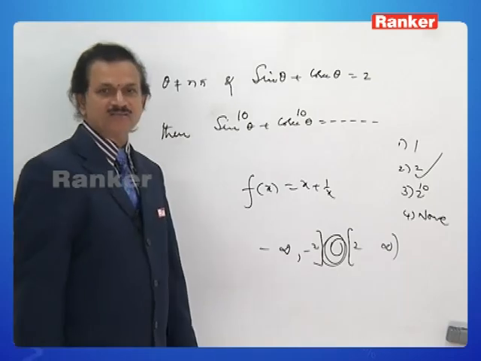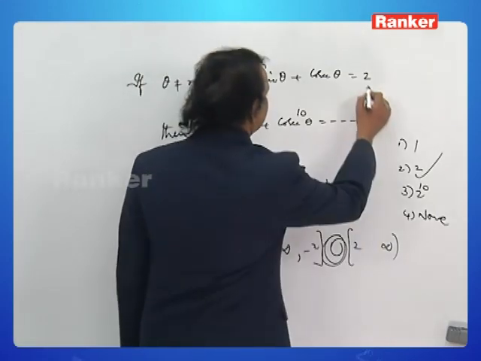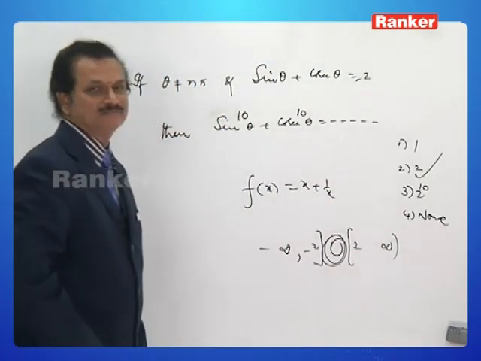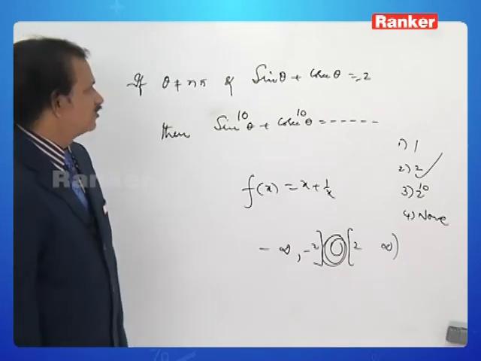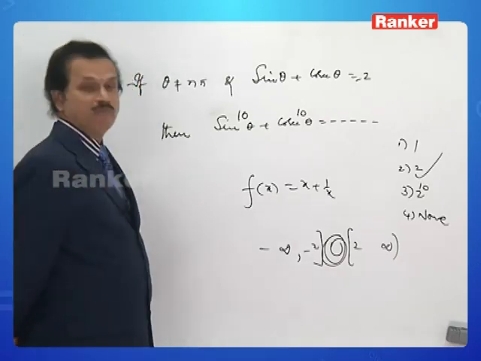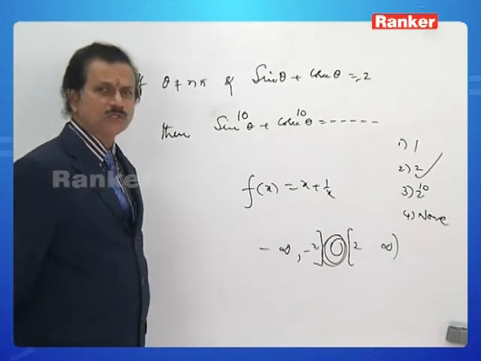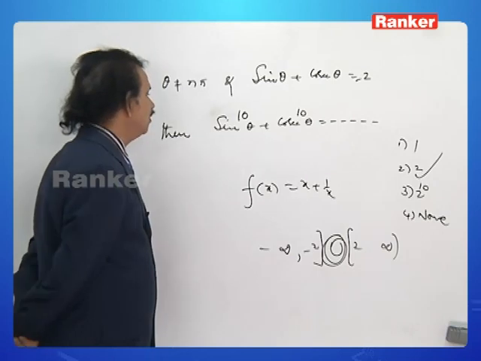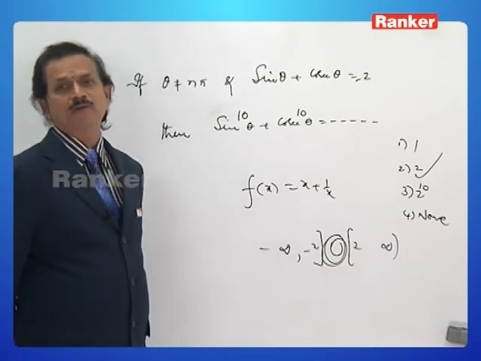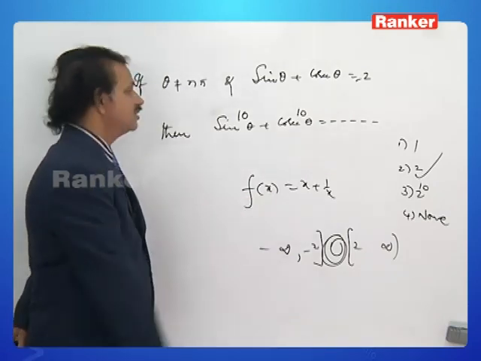Well, my dear, at this question, if I write like this, then what is the answer? If sin theta plus cosecant theta is minus 2, then what happens? Sin theta is minus 1, cosecant theta is minus 1. Minus 1 whole power 10 is 1. Then also the answer is 2.